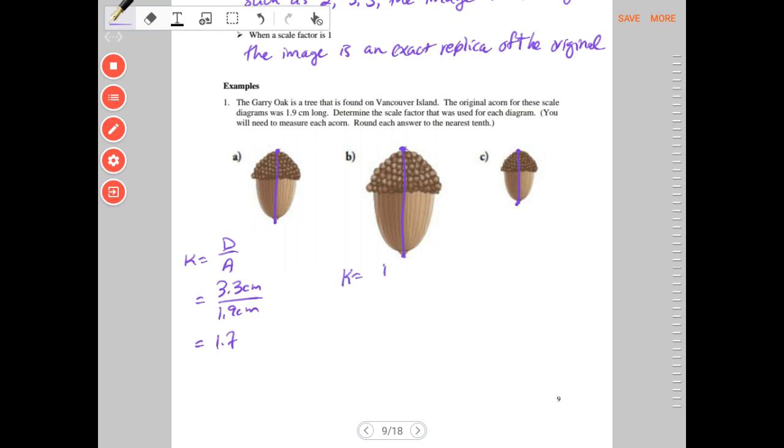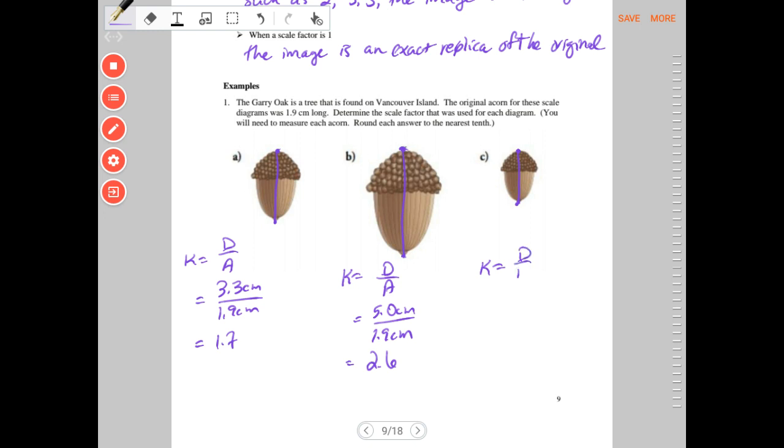Same here, just diagram over actual. Okay, I measured the diagram to be 5 centimeters. The actual again was 1.9, so 5 divided by 1.9 is 2.6. Notice that there's no units on scale factor. Centimeters divided by centimeters, they cancel each other out and you have nothing left. Okay, so again, part B is an enlargement.